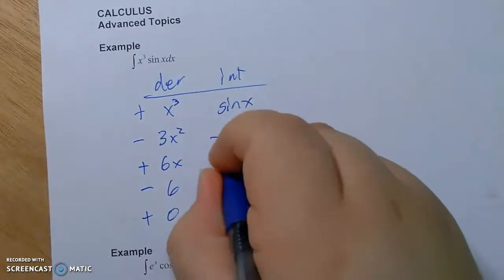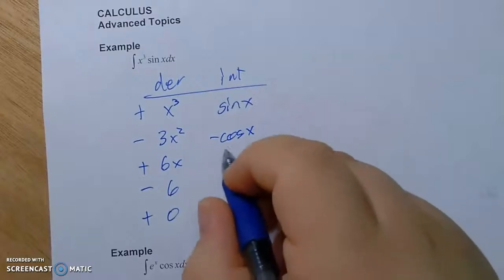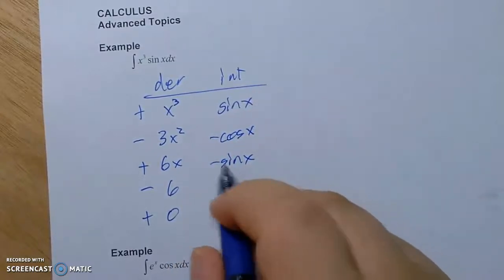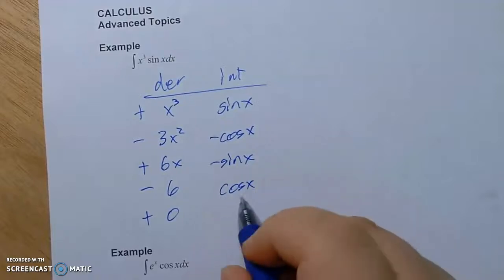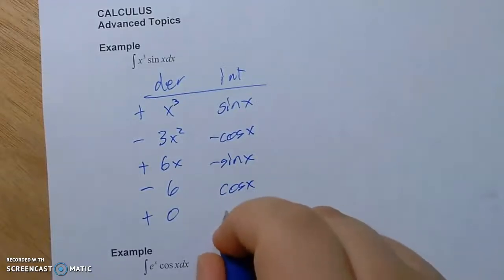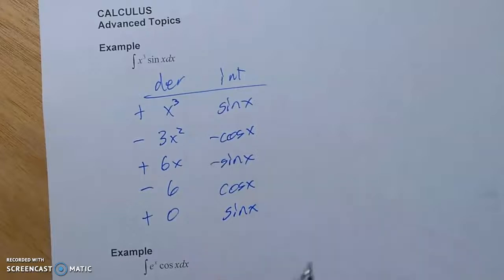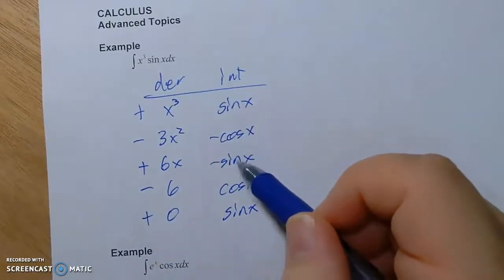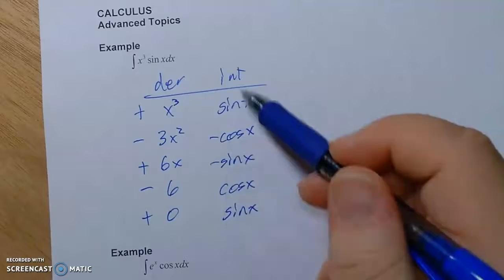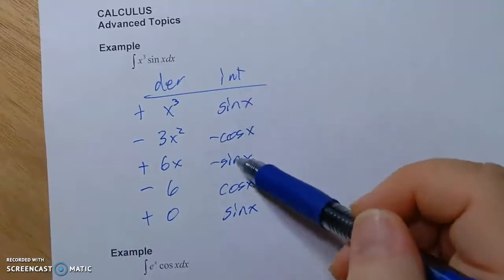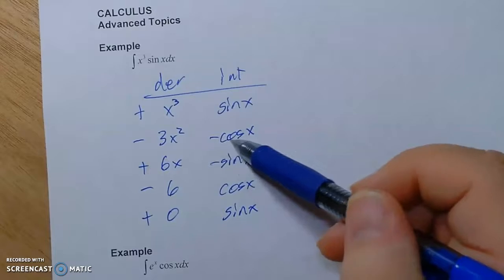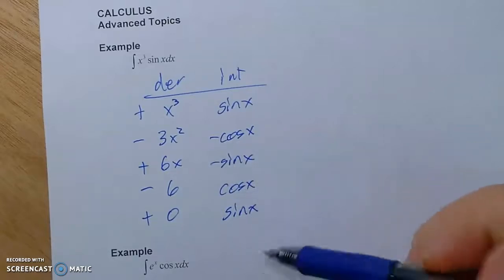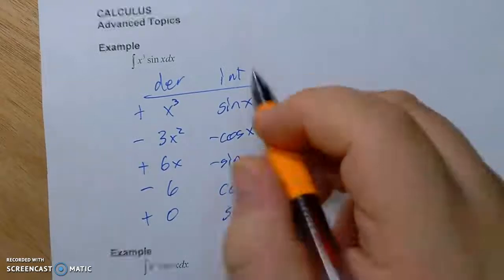Derivative of sine is negative cosine. Derivative of negative cosine is negative sine. Derivative of negative sine is positive cosine. Derivative of cosine is sine. Sorry, I should have been saying integral. Integral of sine is negative cosine. That's why this was all backwards to me. I knew the signs because I've done this recently. Integral of negative cosine is negative sine, integral of negative sine is cosine, integral of cosine is sine. Sorry about that. I was just saying it backwards.